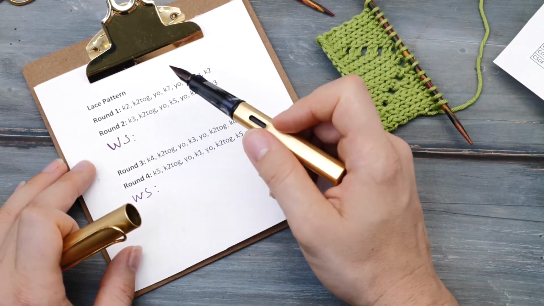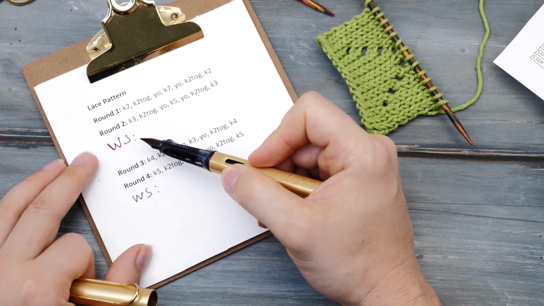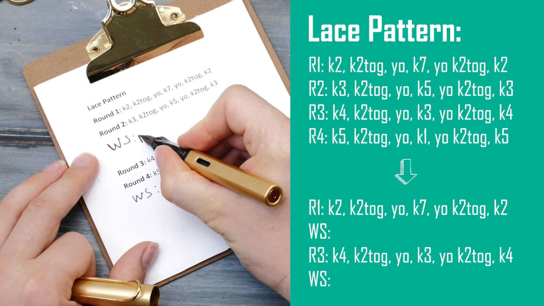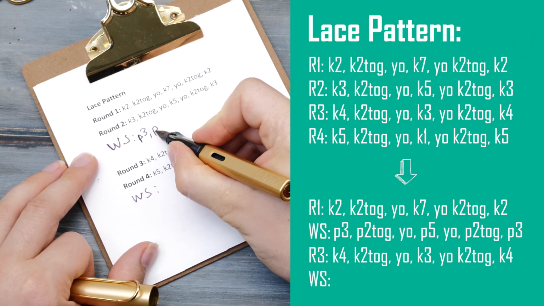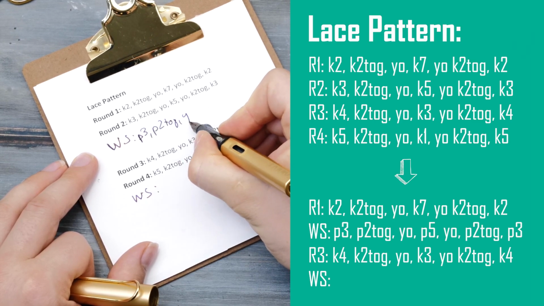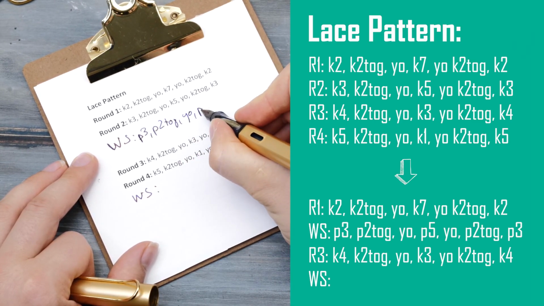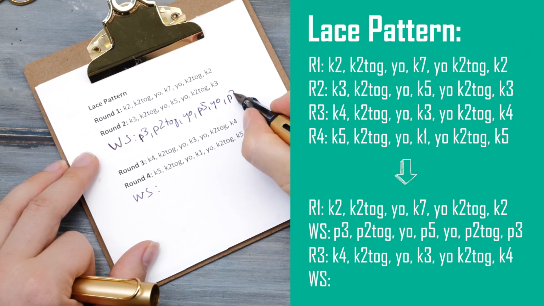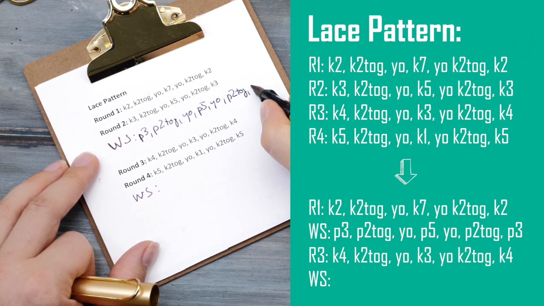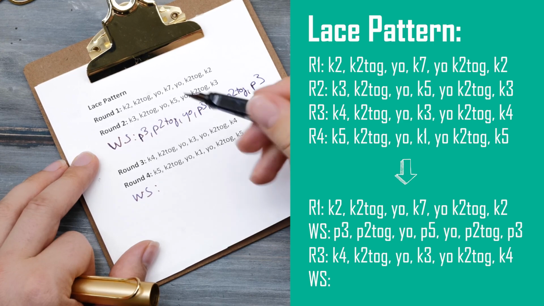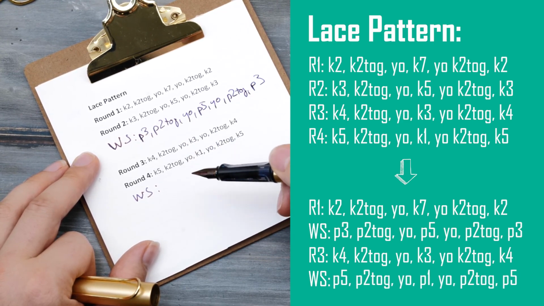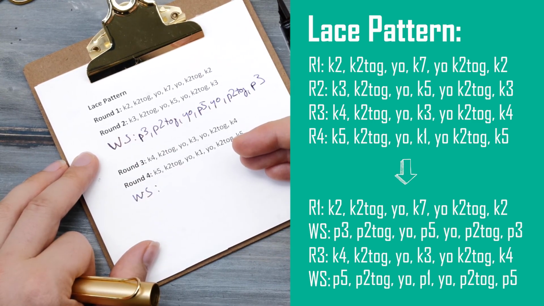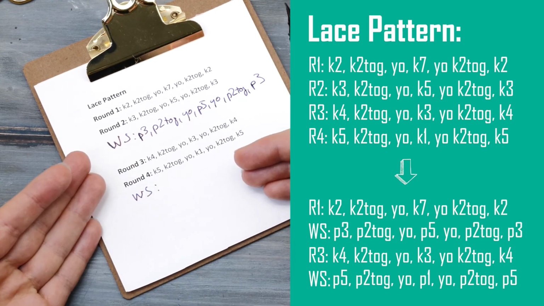So in this case, as I said, round 2 turns into a wrong side row, and you would have to translate it. Knit 3 turns into purl 3, knit 2 together into purl 2 together, yarn over stays the same, knit 5 into purl 5, yarn over stays the same, and knit 2 together into purl 2 together, finishing with purl 3. And for round 4 you would do the exact same, and you would have to go through all the lines or every second line of your pattern and convert it in this manner.